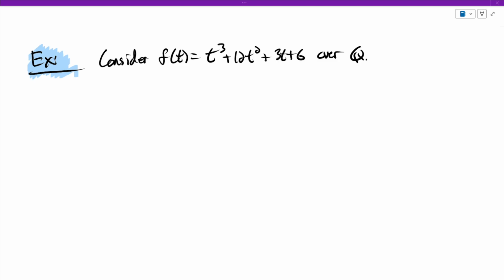Okay, we're going to do two more examples that are quick, and then we're going to do a very long example in the next video. So let's look at this polynomial, t cubed plus 12t squared plus 3t plus 6 over Q. It's a cubic, so there's one real zero. But all of the coefficients are positive, so there's exactly one real zero.